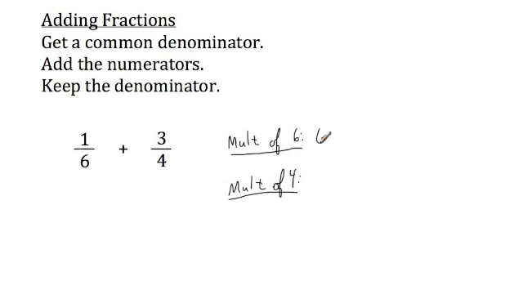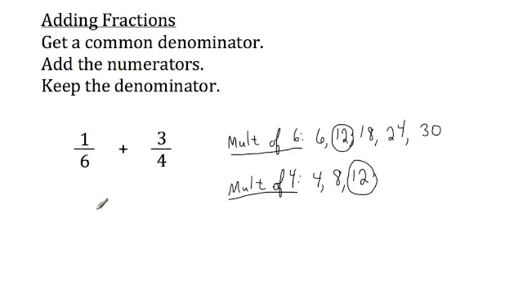Multiples of 6 include 6, 12, 18, 24, and 30. Multiples of 4 include 4, 8, 12, and I'm going to stop at 12 because I notice that as soon as I get to 12, I have a common multiple. That'll be the least common multiple. Whatever the least common multiple of the denominators is, will be the new denominator. This means that I'm going to be adding two fractions together, both of which will have a denominator of 12.